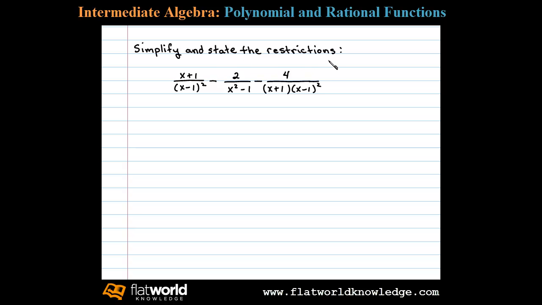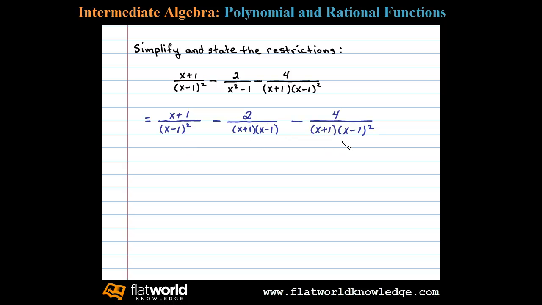Simplify and state the restrictions. Now here we have a rational expression where the denominators are factored except for the second term. Let's begin by factoring the denominator of the second term, a difference of squares. Doing that, we have x plus 1 times x minus 1.